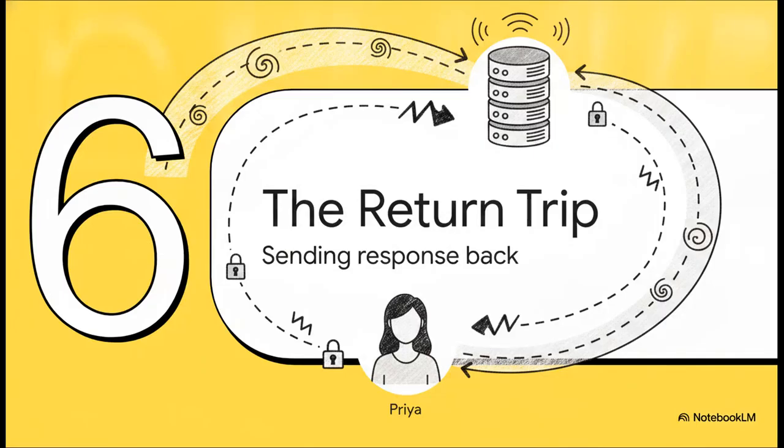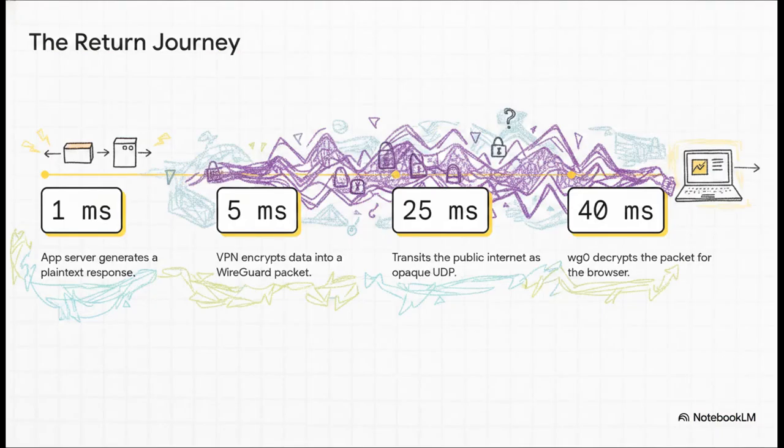Step 6. The return trip. We've got to get that response back to Priya. You really have to appreciate the sheer speed and seamlessness of this system. The response follows the exact reverse path, perfectly mirroring the outbound journey in just milliseconds. The app server generates the plaintext response. Boom, millisecond 5. It hits the VPN server and gets re-encrypted into a secure WireGuard packet. Millisecond 25. It's flying across the public internet, completely opaque to onlookers. And by millisecond 40, it arrives back at Priya's laptop. Her WG0 interface instantly decrypts it, hands it to her browser, and the HR page renders as smoothly as if she were hardwired directly into the company mainframe.